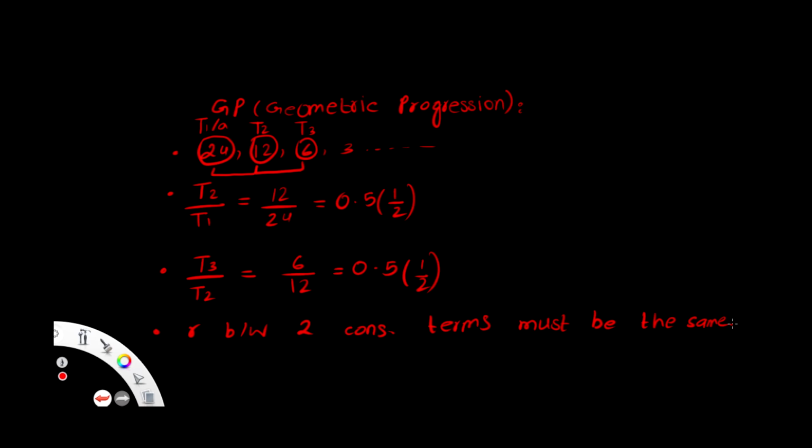Now, geometric progression includes 4 formulas, and those formulas allow us to calculate 3 particular things. So 4 formulas allowing us to calculate 3 particular things. And how's that? Let's see.